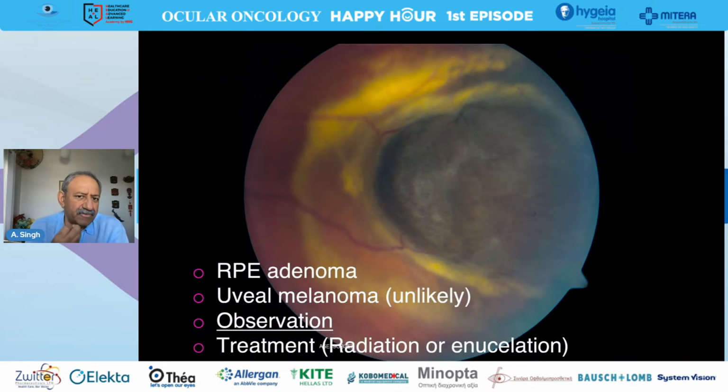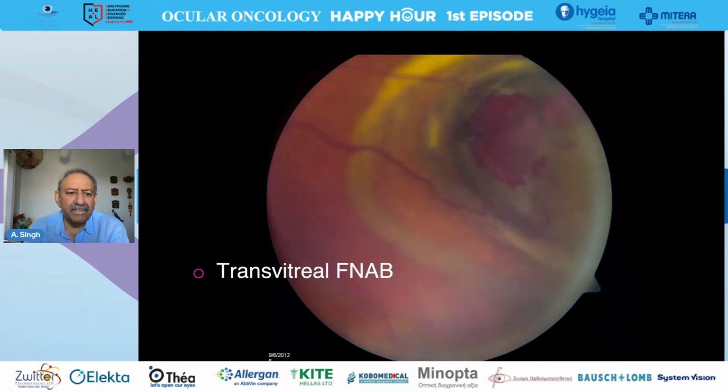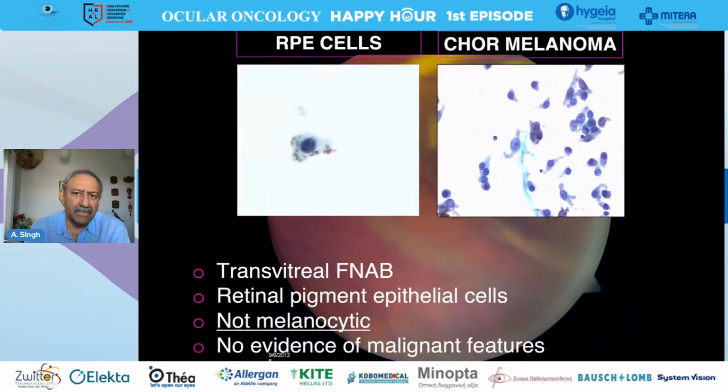This is lipid, this is fluid, this is dark, a choroidal-like appearance. And we said this is RPE adenoma. Since her vision was normal, we didn't do anything. We said, well, okay, we'll just follow you and see what happens. She came back about 6 months later and it had started to grow. There was clear documented growth on ultrasound. So we said, now we are kind of obligated to treat it. So we did a diagnostic FNAB transvitreally, and that showed RPE cells.